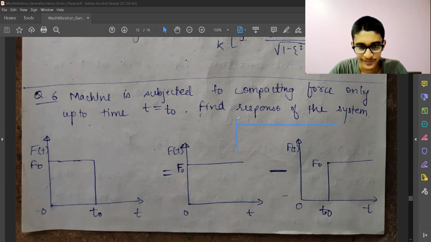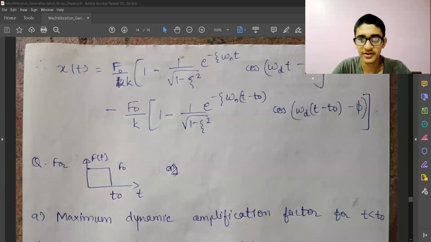The f0 is positive over here, time t is 0. So we can add a forcing function like this to the origin, over where the magnitude is minus f0. That is minus f0, and this is applied at time t is equal to t0. So we can do both things, which are exactly the same. They'll result into the same response. That's what I mean. So let's look at the response which I have got.